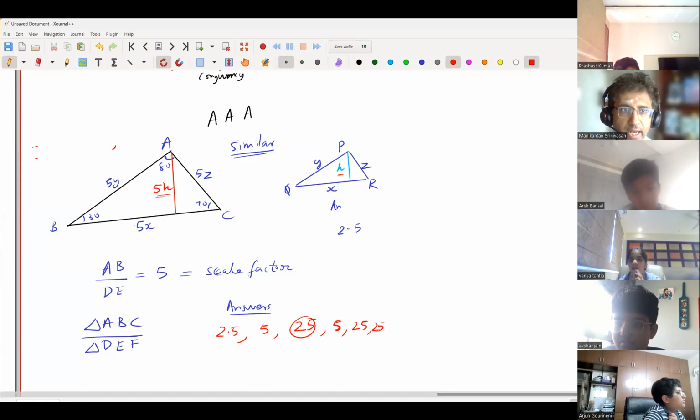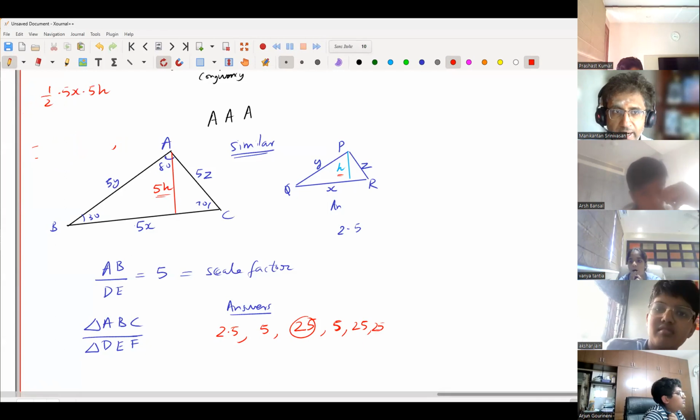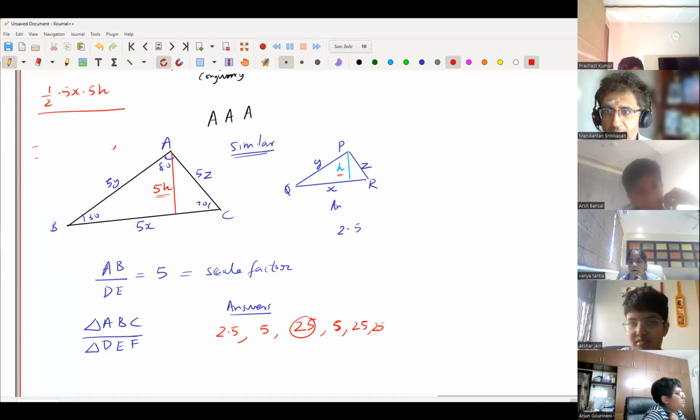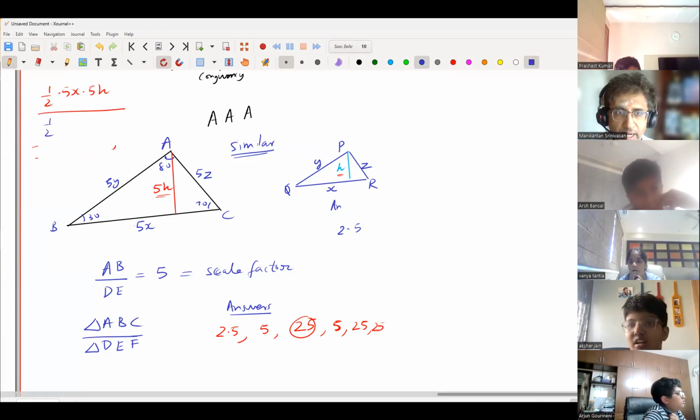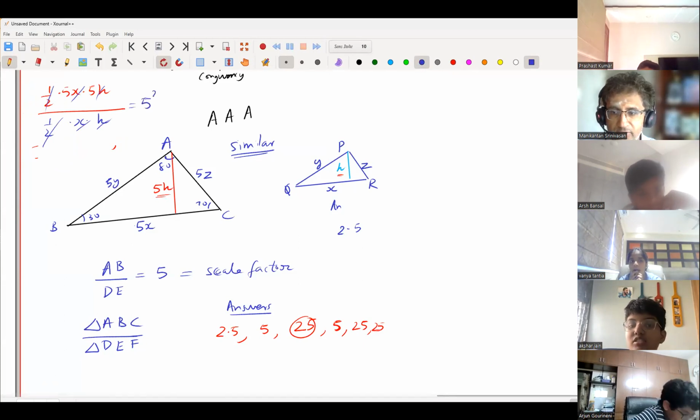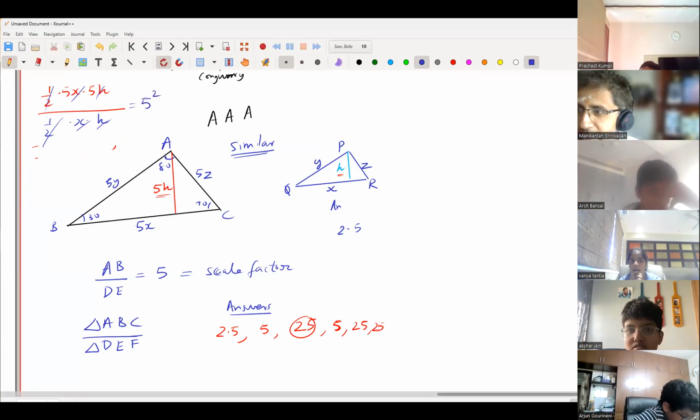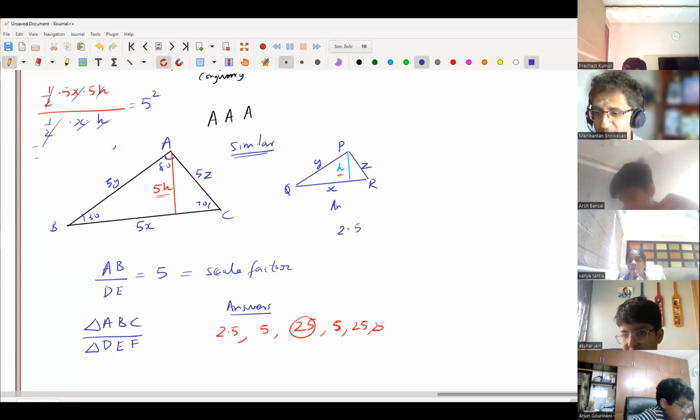And therefore, the area of this is half into 5X into 5H. Whereas the area of the smaller one is half into X into H. So the half cancels, the X and X cancel, the H and H cancel. What remains is 5/1 into 5/1, which is 25. So Sukrit, your initial intuition was right. Why did you have to say it is wrong? But what was your intuition?